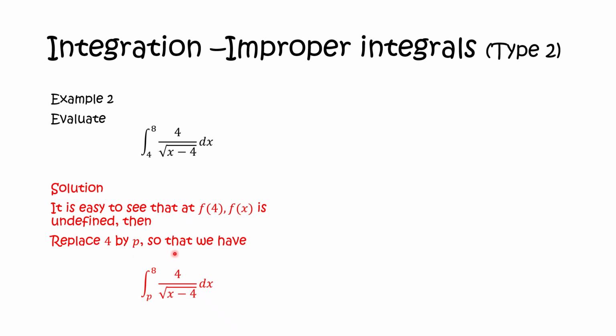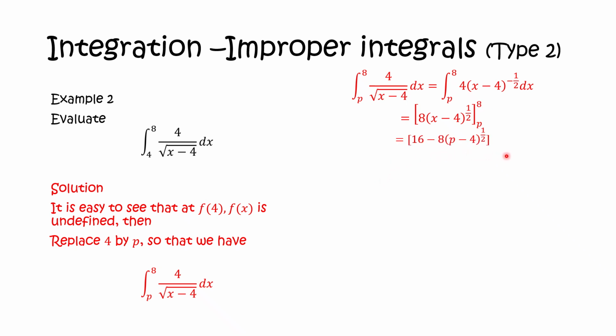We replace 4 by a p so that we have the integral from p to 8 of 4 divided by the square root of x minus 4 dx. Remember from the laws of indices, we can write it as the integral from p to 8 of 4 times (x minus 4) to the power minus half dx. That would give us 8 times (x minus 4) to the power half from p to 8. Now we substitute with the limits and subtract.